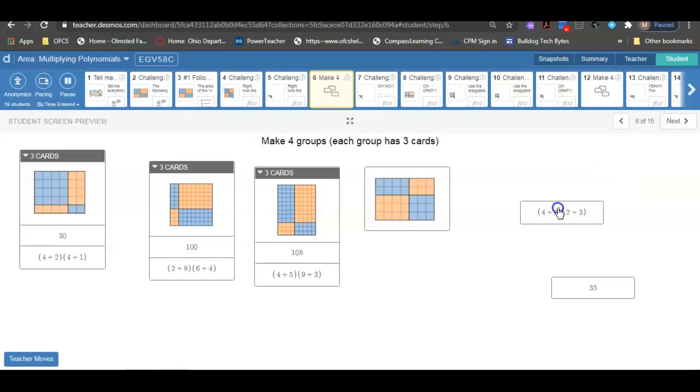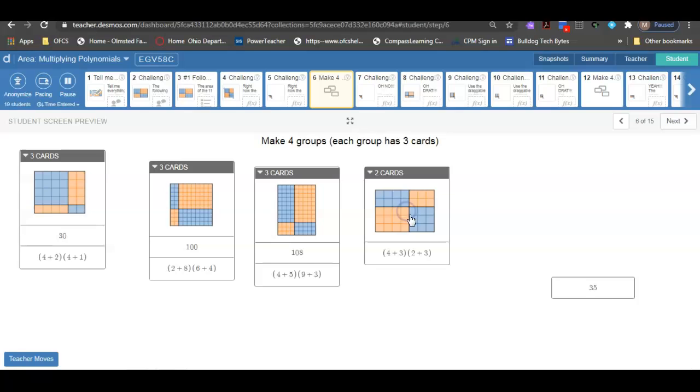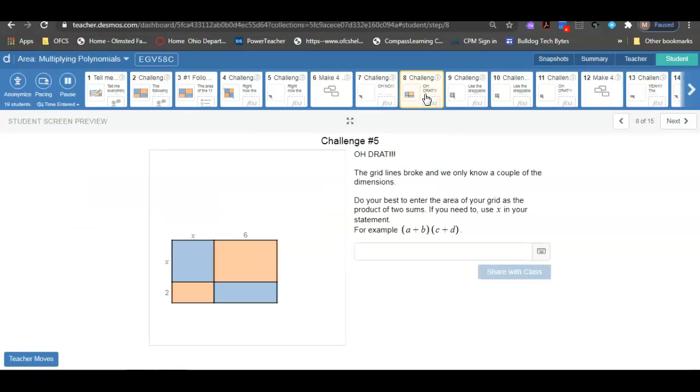So that would be represented by this right here, 4 plus 3 times 2 plus 3, and that gives us a total area of 7 times 5, or 35, okay? Now in the next set, 7 through 12, all of a sudden these grid lines inside are gone. So let's take a look at slide number 8 here, okay?